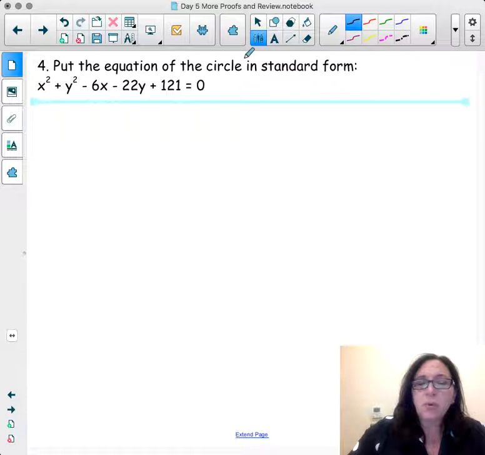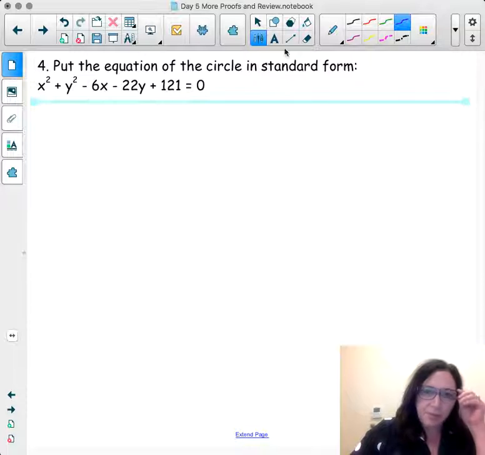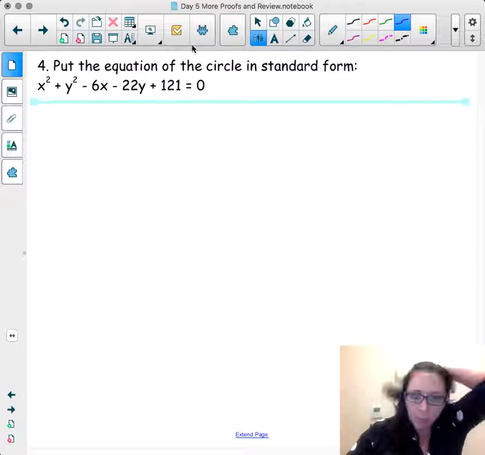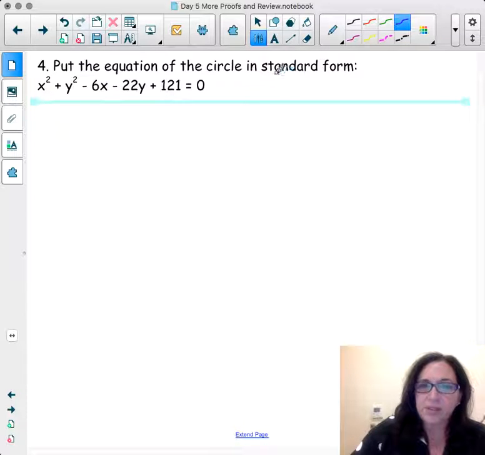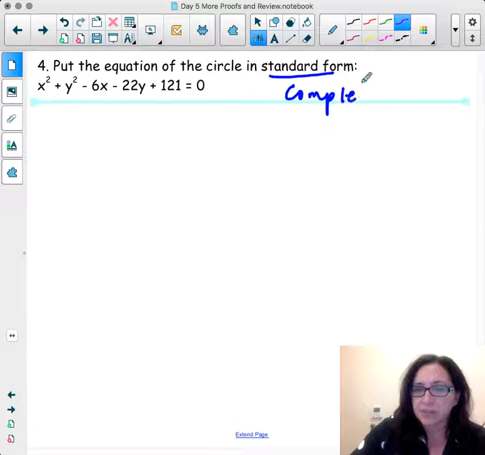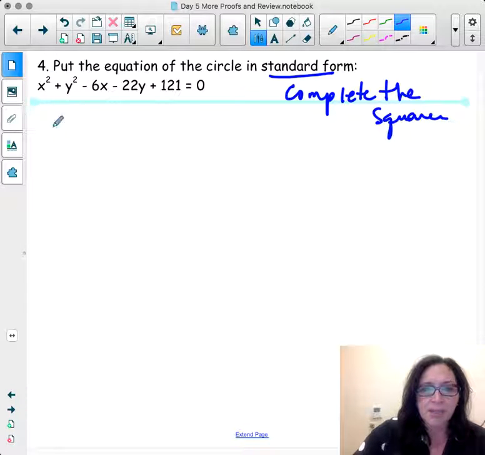So this question says, put the equation of the circle in standard form. Now, the trick to this is that in order to put it in standard form from general form, this is general form, you're going to do what's called complete the square. And I know we've been practicing this in the previous lessons, but let's get started with this.